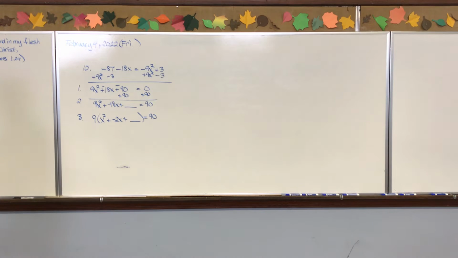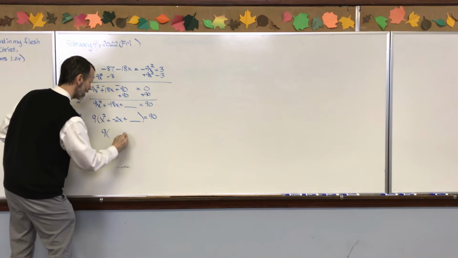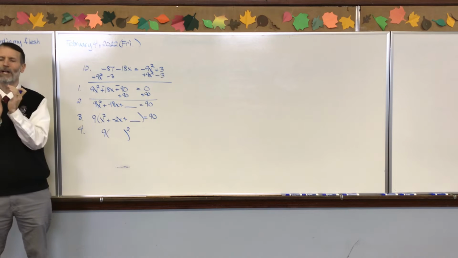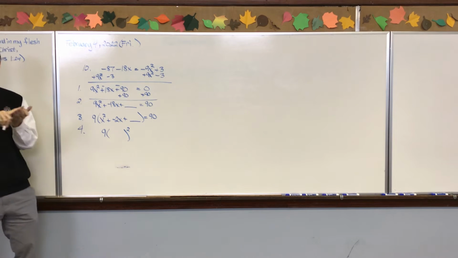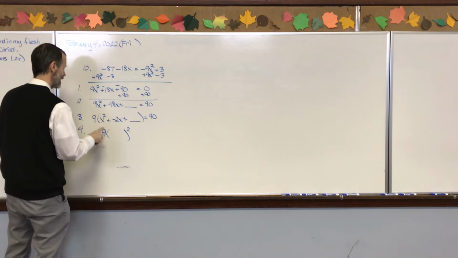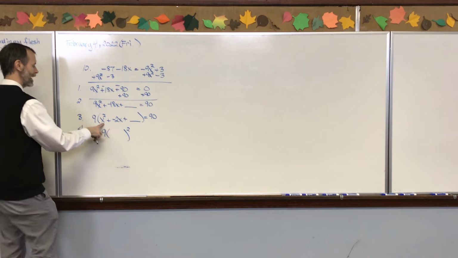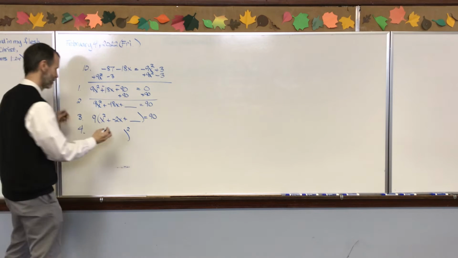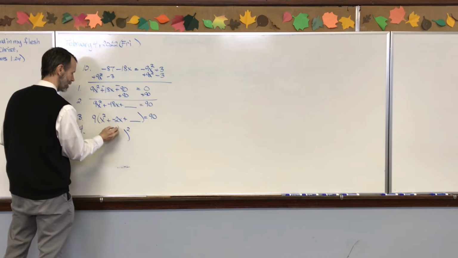Number 4, compress it into a binomial squared. This parentheses should squish into a binomial squared. But it's square the first, double the product, square the last, to figure out where it came from. The 9 is on it. By the way, don't throw away the 9, you still need it. X squared must have come from what? X. And where did this come from?